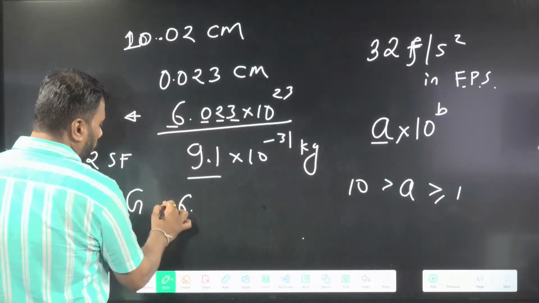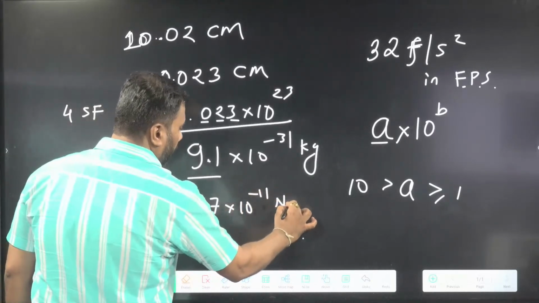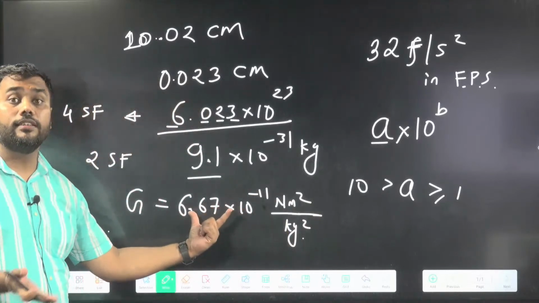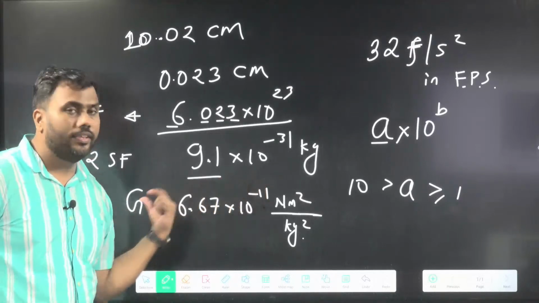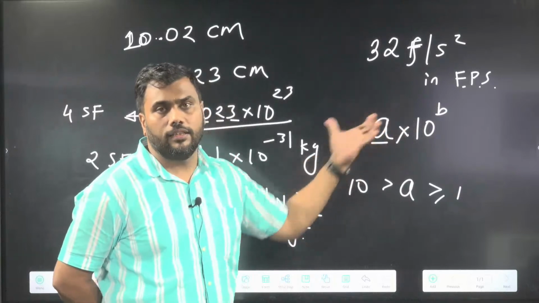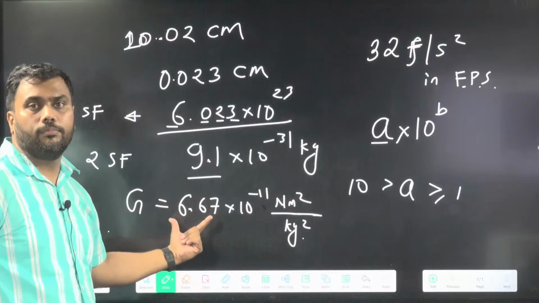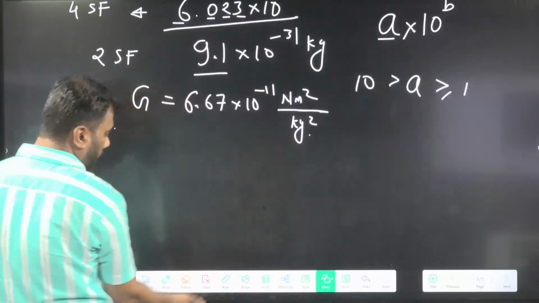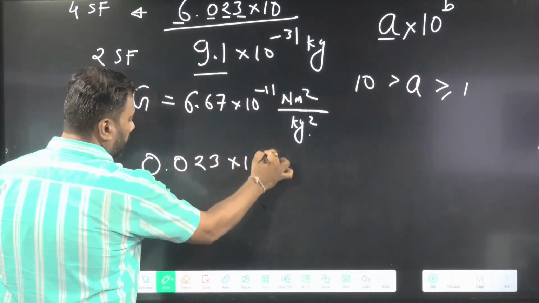The value of the universal constant of gravitation is 6.67 into 10 power minus 11 newton meter square per kilogram square. This is in scientific notation. Whenever you write a number in this format, it is in scientific notation. We will always keep this number between 1 and 10.